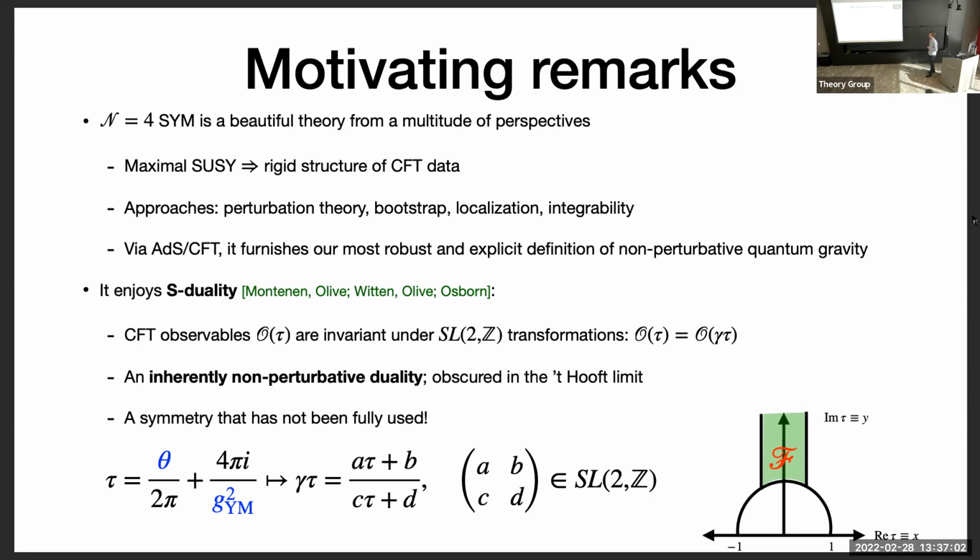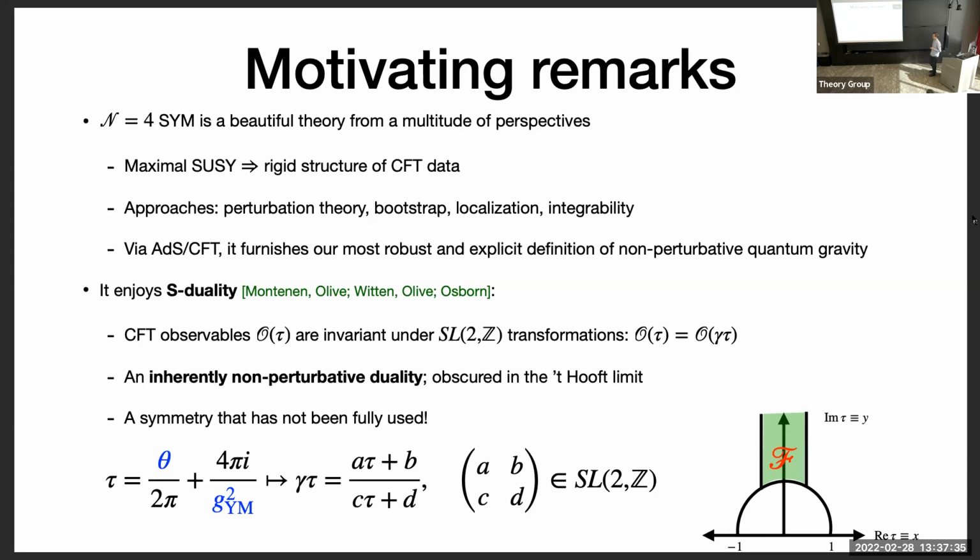gauge theory coupling. And the statement of S-duality is simply that CFT observables, which throughout this talk I'll denote very abstractly by O of tau. This is not an operator, it's an observable, like a 4-point function or a dimension of some local operator, and it depends non-holomorphically on tau. I'm just omitting the bars for convenience. And so the statement of S-duality is that these observables O are invariant under SL(2,Z) transformations of tau.